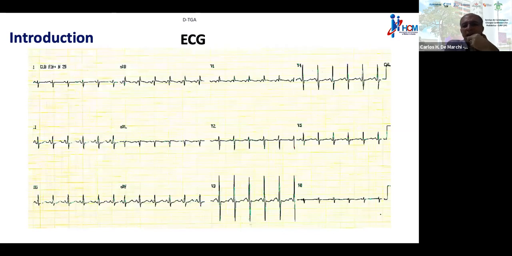The ECG doesn't help us so much, because it shows right ventricular hypertrophy, right axis deviation, and tall R waves in the right precordial leads, but that is normal in the newborn. That's not a specific ECG for transposition.